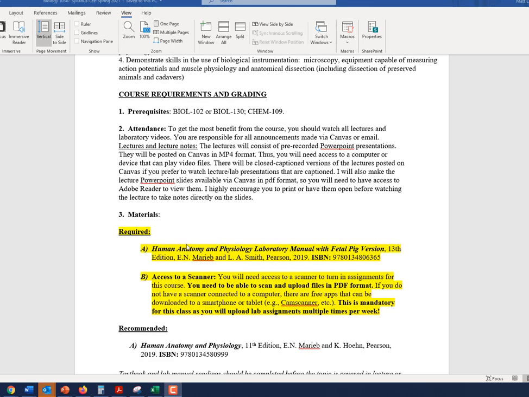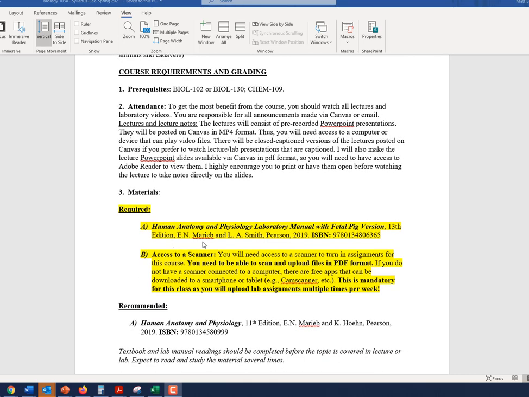So the materials you're going to need for this course include a laboratory manual, which should be available via the bookstore unless you want to get it elsewhere. And then you're going to need access to a scanner, as I was alluding to. So the assignments that you're going to turn in this class, you're expected to complete them, scan them, and then upload them in a PDF format to Canvas.